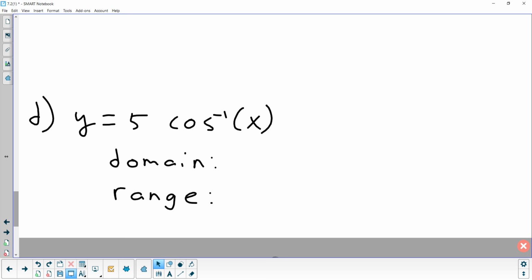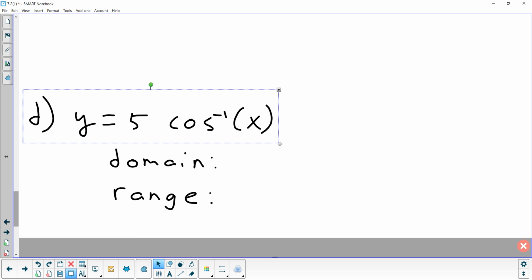So when you stretch something up and down, it doesn't do anything to the domain. Like if you take something and stretch it taller, that changes the range. So the domain here is not affected by the vertical stretch. Chris, what's my domain for inverse cosine? Negative 1 to 1. Yep, negative 1 to 1.